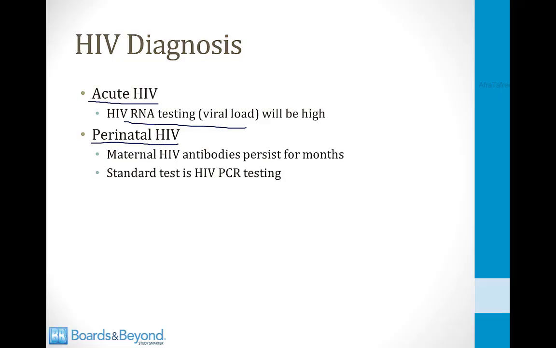So the maternal HIV antibodies will persist for many months, and this will make any antibody test abnormal even though the child may not be infected. So the standard test for babies who may be infected from their mother is to do HIV PCR testing.